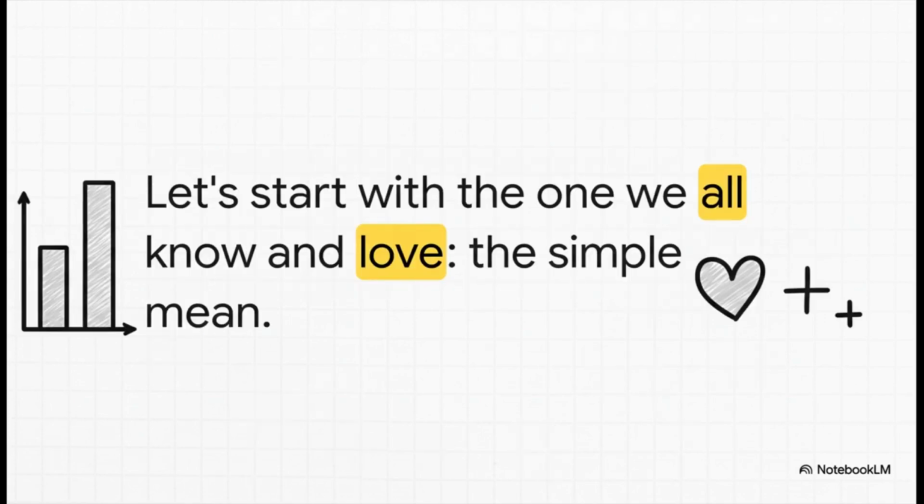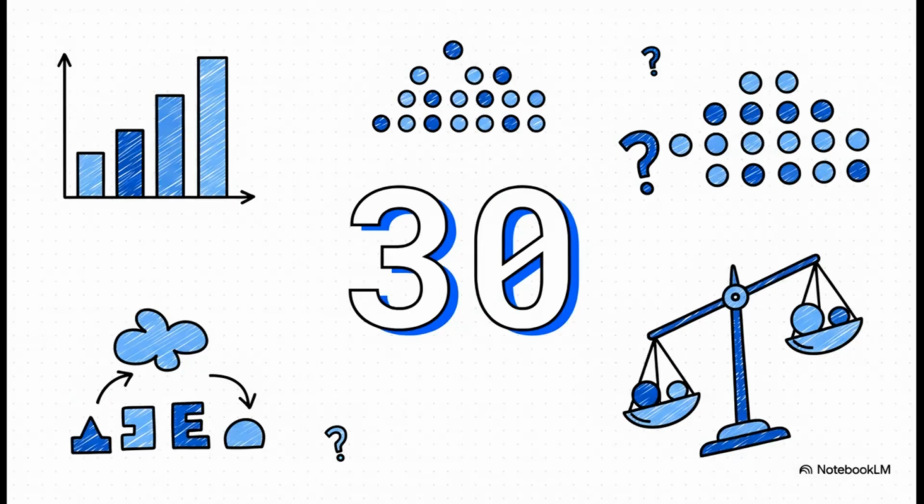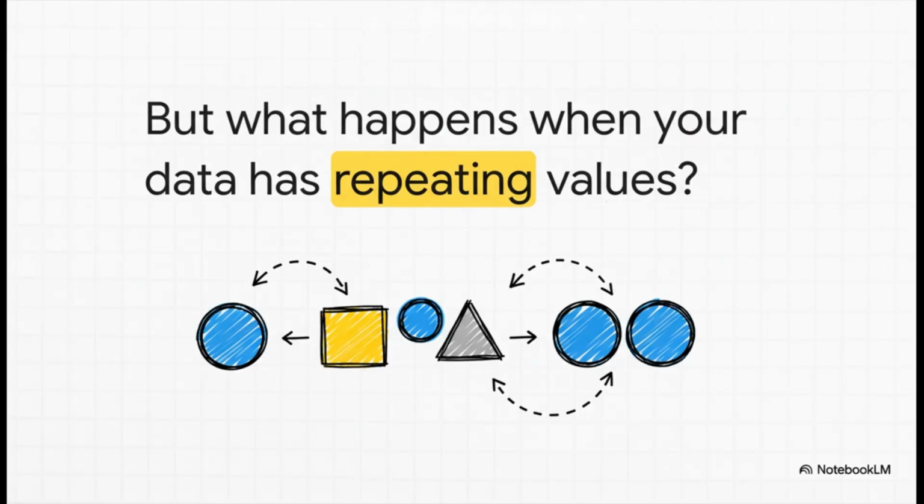Okay, let's start with the one we all learned in school, the simple mean. Yup, this is the classic add 'em up and divide method. It's all about finding that central point. For these numbers, the mean is 30. Straightforward, clean, and simple. But what happens when your data gets repetitive?